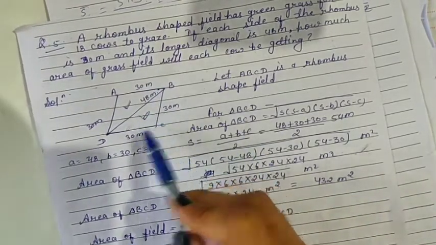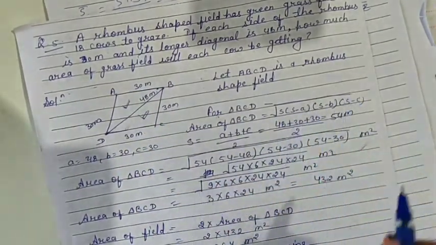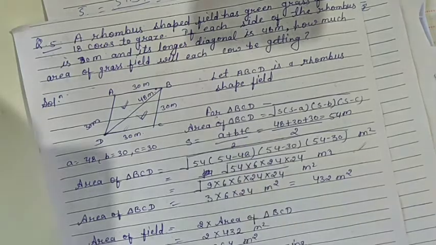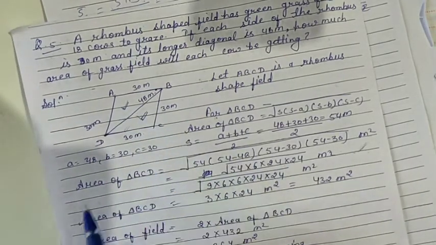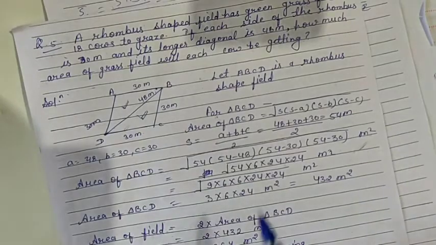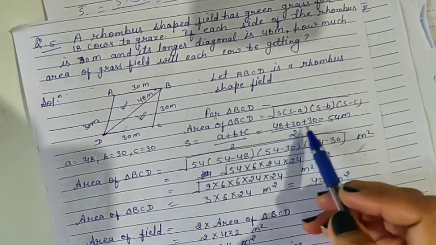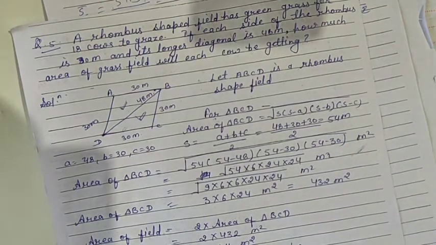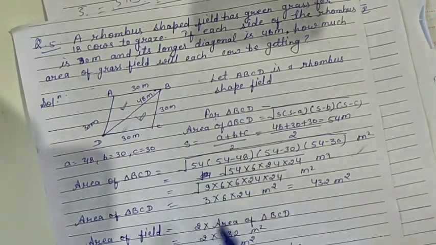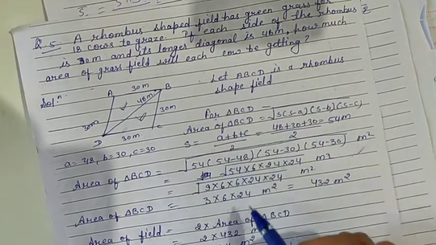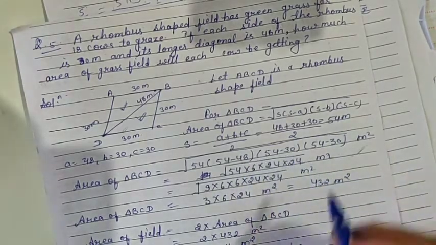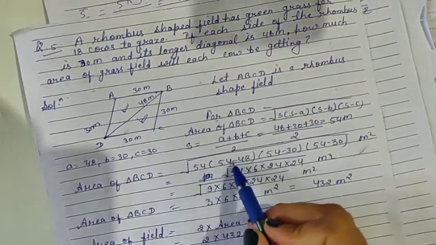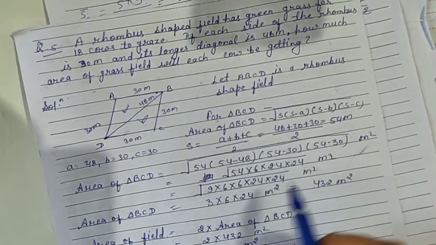Area of triangle BCD is square root of S into S minus A into S minus B into S minus C, where S is equal to A plus B plus C upon 2, and A is equal to 48 meter, B is equal to 30 meter, and C is equal to 30 meter. So S is equal to 48 plus 30 plus 30 upon 2, that is equal to 54 meter. Now area of triangle BCD is equal to square root of 54 into 54 minus 48 into 54 minus 30 into 54 minus 30 meter square, and that is equal to 54 into 6 into 24 into 24 meter square.